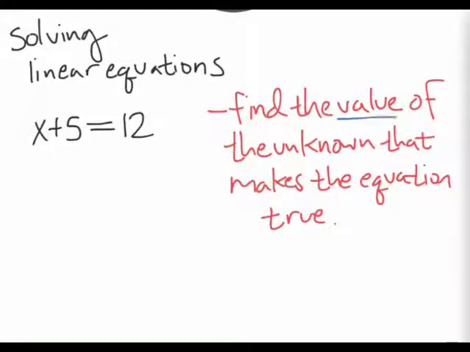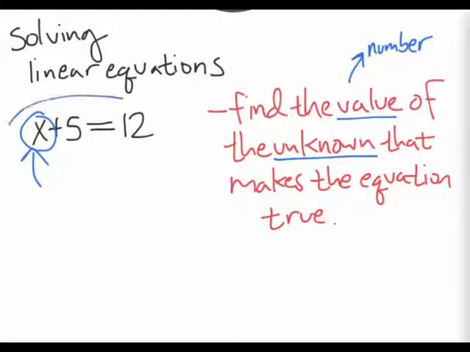So let's break this statement down a little bit. What do I mean by value, first of all? Well, value is just a number, all right? Then the unknown, in this case, the unknown is x. So our unknown is represented by a letter. We could stick in any number in for x, right? We could replace x by any number, but there's only, in this case, one number that we could replace with x to make the whole equation true.